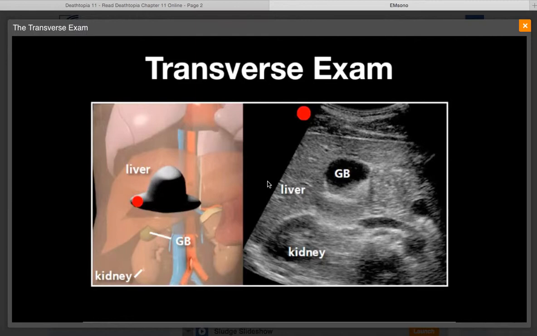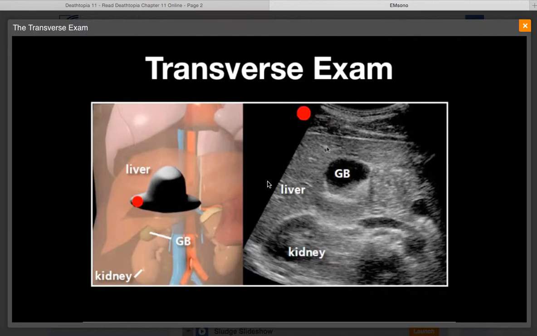To do the transverse exam, it's going to be initiated by placing the transducer in the transverse plane with the indicator directed towards the patient's right. You can see here the indicator is towards the patient's right side. So you can see from an image orientation standpoint, you've got the indicator here. So this is going to be anterior, posterior, patient's right, patient's left.